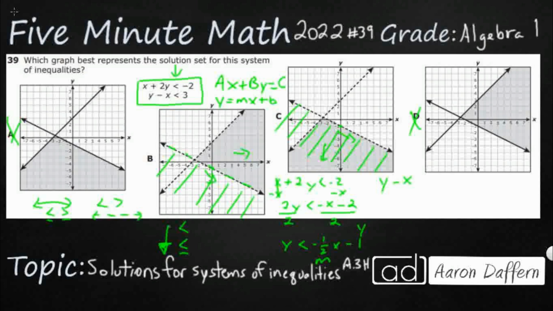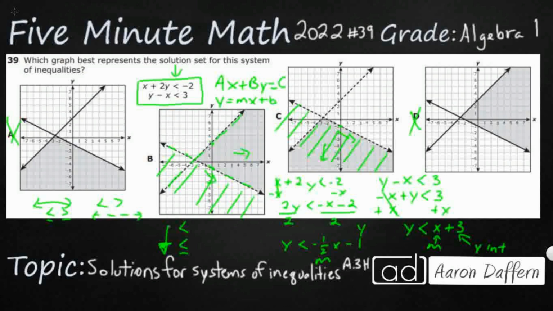y minus x is less than 3. You know, I want to get the x first. Right, so negative x plus y. There we go. There's my standard form. Now we need to isolate, so let's just add x to both sides. So we're going to get y is less than x plus 3. All right, so there's my y-intercept. And then my slope is kind of hidden, right? If you don't see a coefficient, you can assume it's 1. So it's positive 1, and so it's going to be this line right here, right?